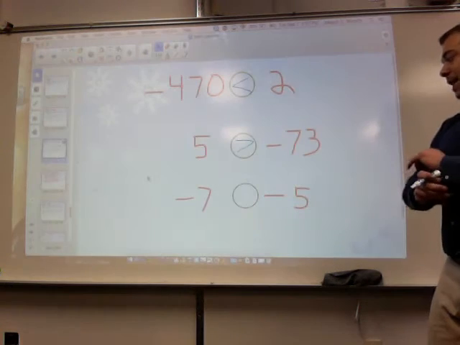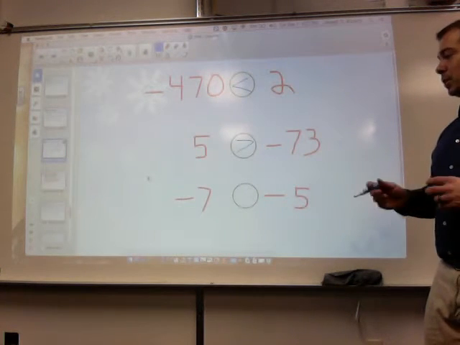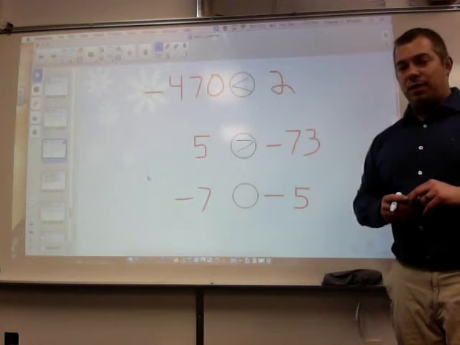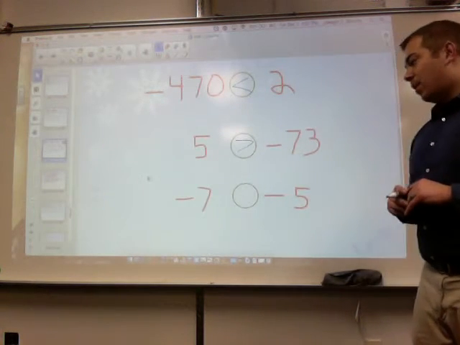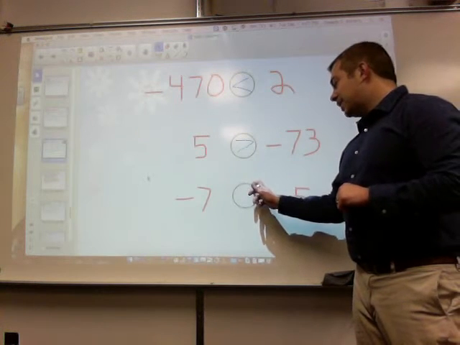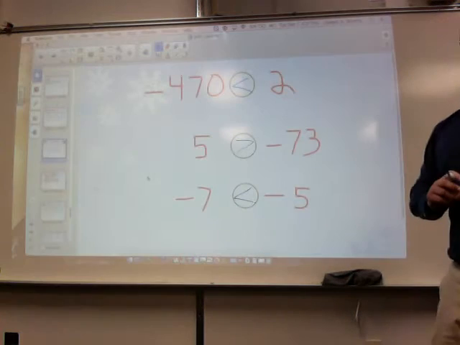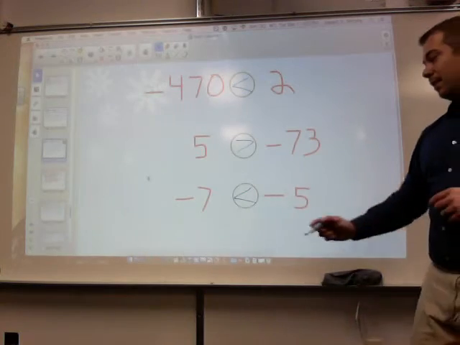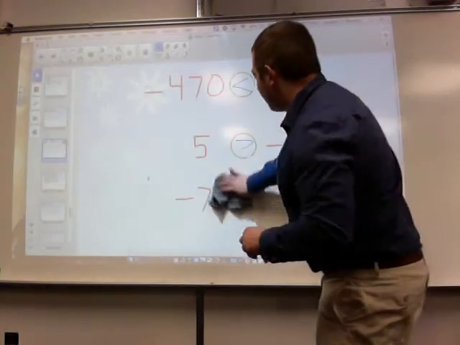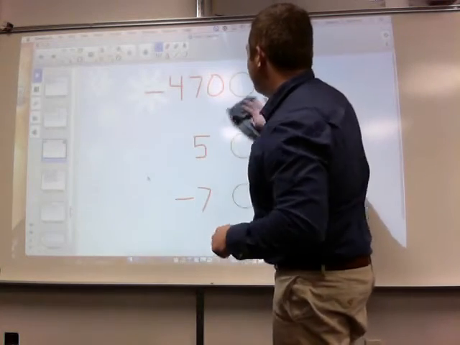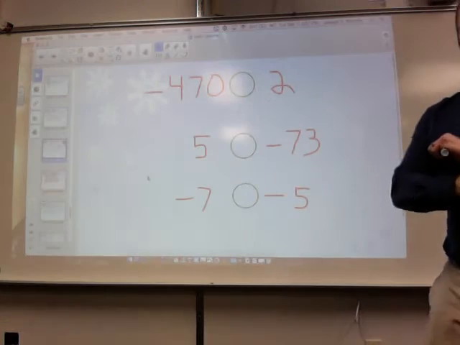Our last example, now we have two negative numbers. Well, which one is further away from 0? -7 is further away from 0, so that's the smaller number. So -7 will be less than -5. All right, -7 will eat the -5. So the further away from 0 you are on the negative side, the lesser you are.